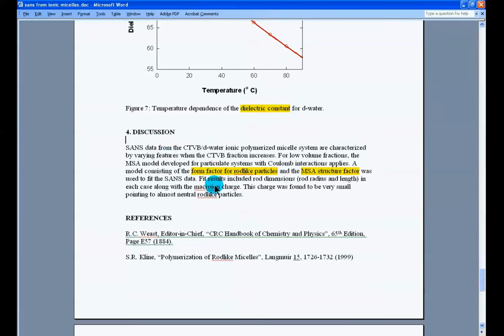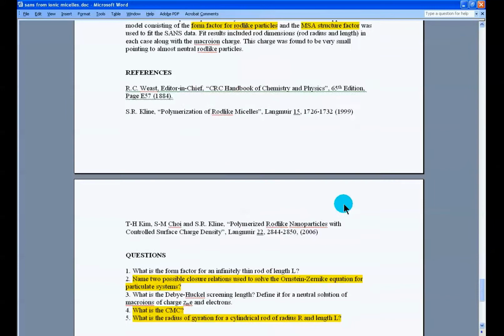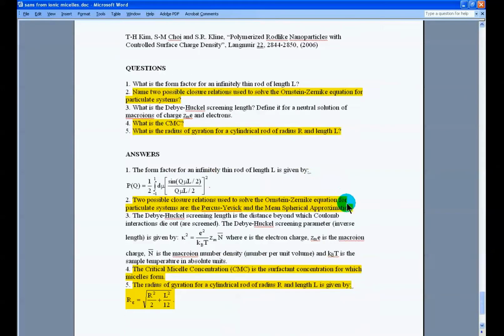Final words. We have used the form factor for rod-like particles and the MSA structure factor, the MSA closure with the Ornstein-Zernike equation, to do fitting to SANS data and obtain some results. Let's cover a couple of questions and answers.